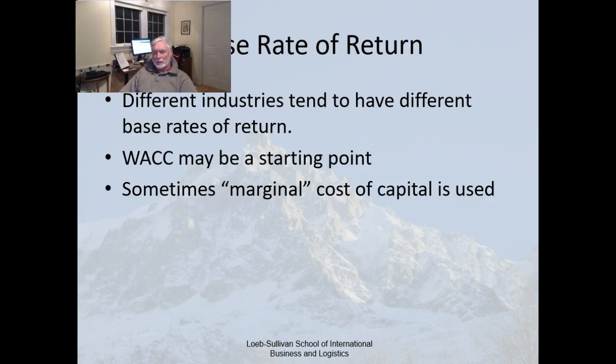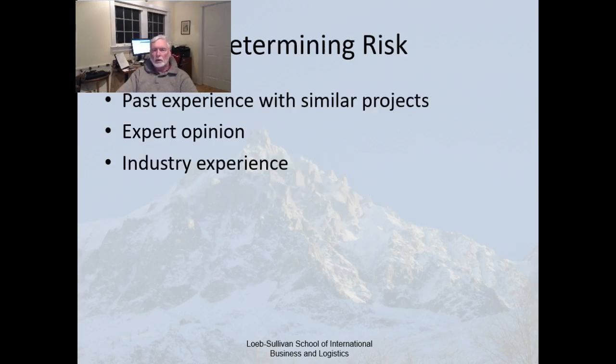So weighted average cost of capital is a starting point. Different industries have different needs for base rate of return, and we've talked about the marginal cost of capital. I jumped ahead there a little bit. As far as risk goes, I may have done similar projects to this in the past, and I may have a sense of what my risk is. I may be able to consult expert opinion as to what the risk factor is. So people who have knowledge of whatever investment I'm doing or my industry may be able to tell me what the risk is. I open a new retail store in a new market.